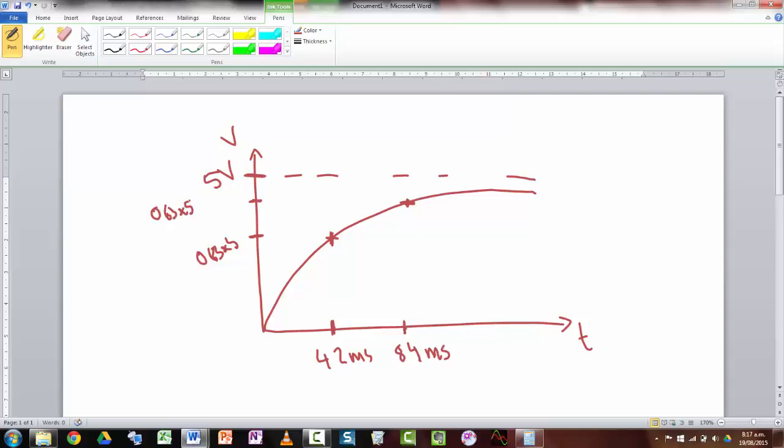Which is 0.63 times 5 plus 0.63 times 5 minus 0.63 times 5. Okay, so it's basically 0.63 times 5 plus another 63% of what's left is going to take us up to this point. Okay, so that's the voltage time graph.